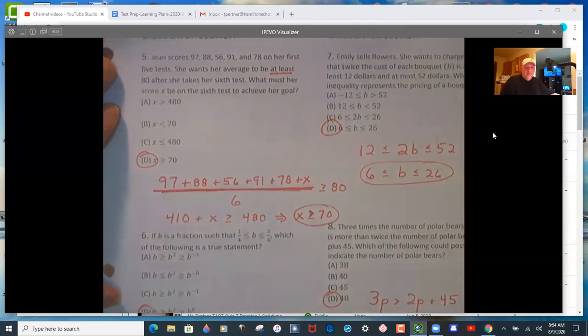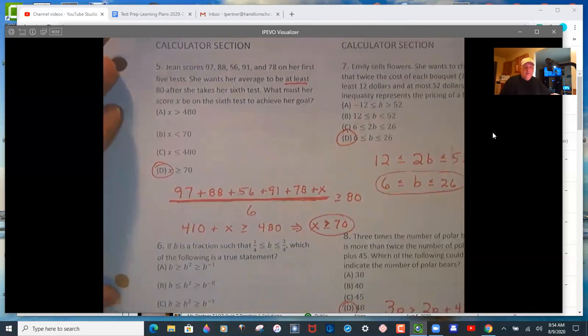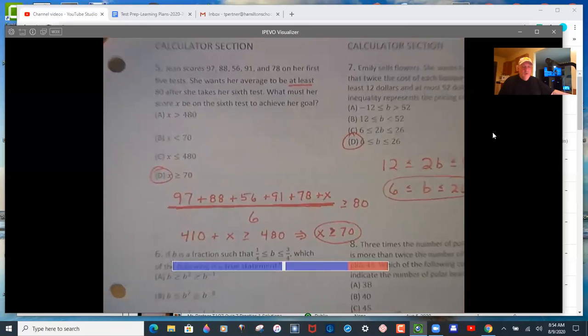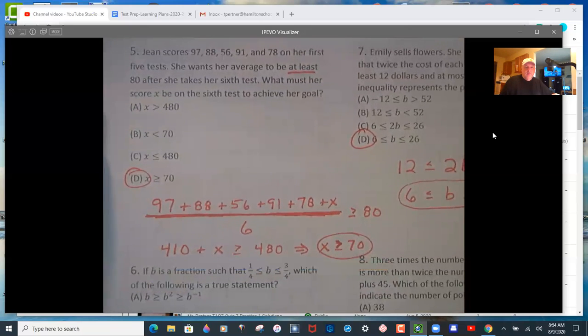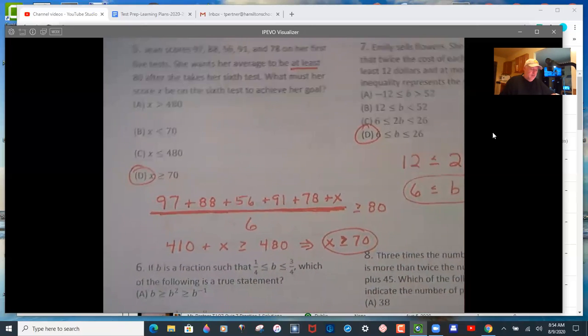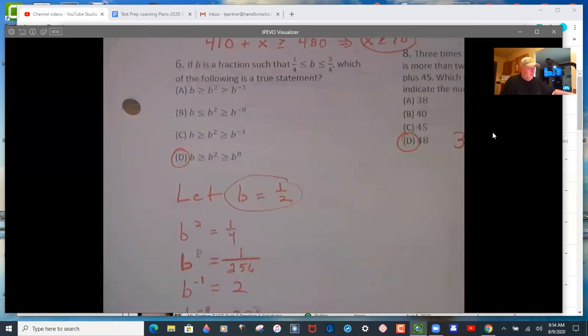Again, we're assuming no calculator, but on this section we have our calculator. Okay, so what does the score need to be on her sixth test to be at least 80? So here's the inequality. Multiply by 6 if you want, add all of these, and then just subtract the 410. 70 or better is what her score needs to be.